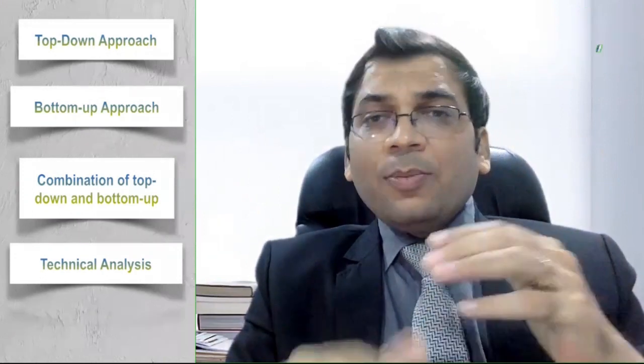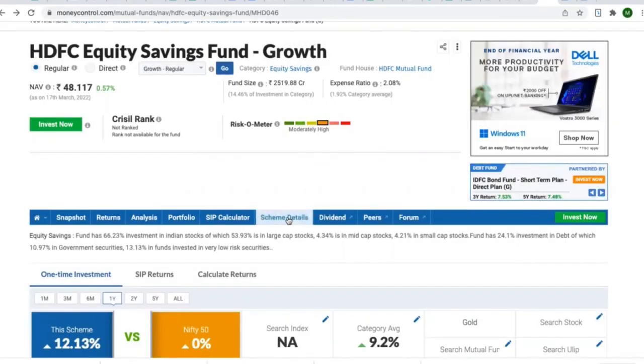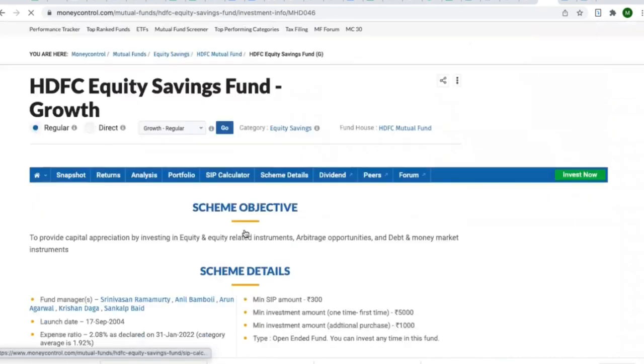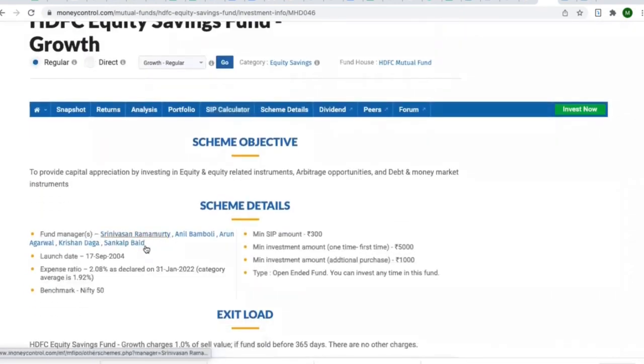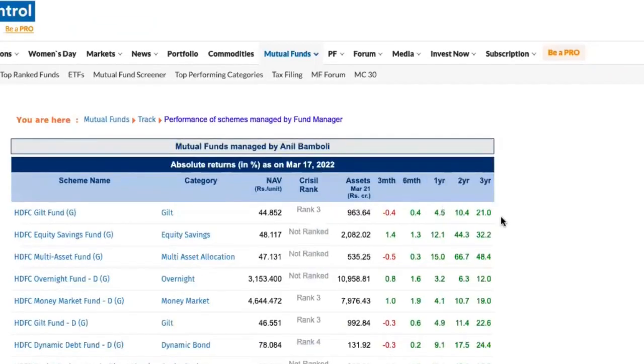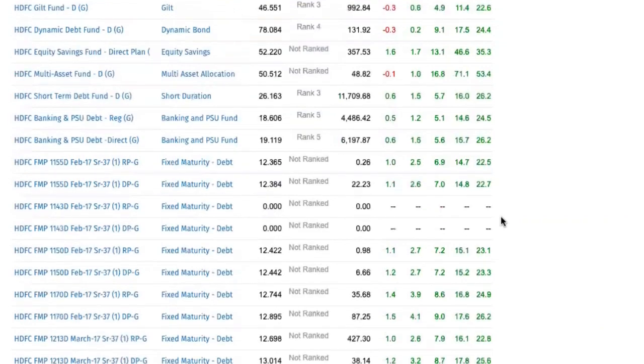So it is very important to know who is the fund manager of a particular scheme of a mutual fund and what his past track record is. You can check this by going on the moneycontrol.com website. Here you can choose any fund and then go to scheme details. Here you will get the names of the fund managers managing that particular scheme. If you click on a particular fund manager's name, you will get details of all the funds managed by that fund manager and their past performance also.